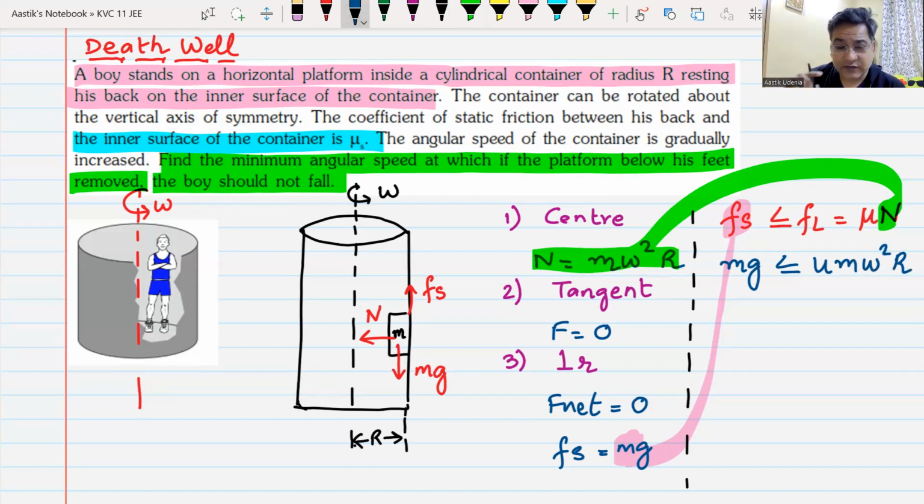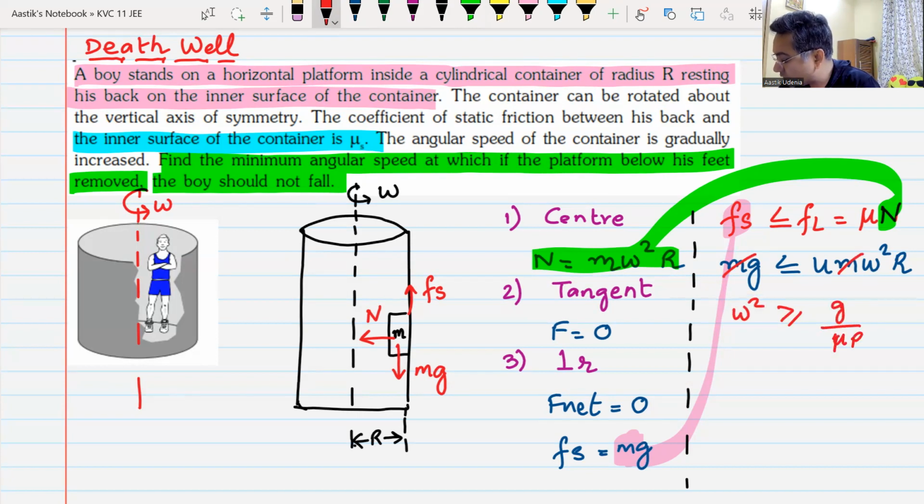Remember in the previous case, I was getting the maximum value of omega. Here, because omega is coming on the other side, I will get the minimum value of omega. This cancels, this cancels. So omega square should be greater than or equal to g divided by mu r. It should be greater than this value. The minimum value therefore would be omega minimum equal to root over g by mu r.